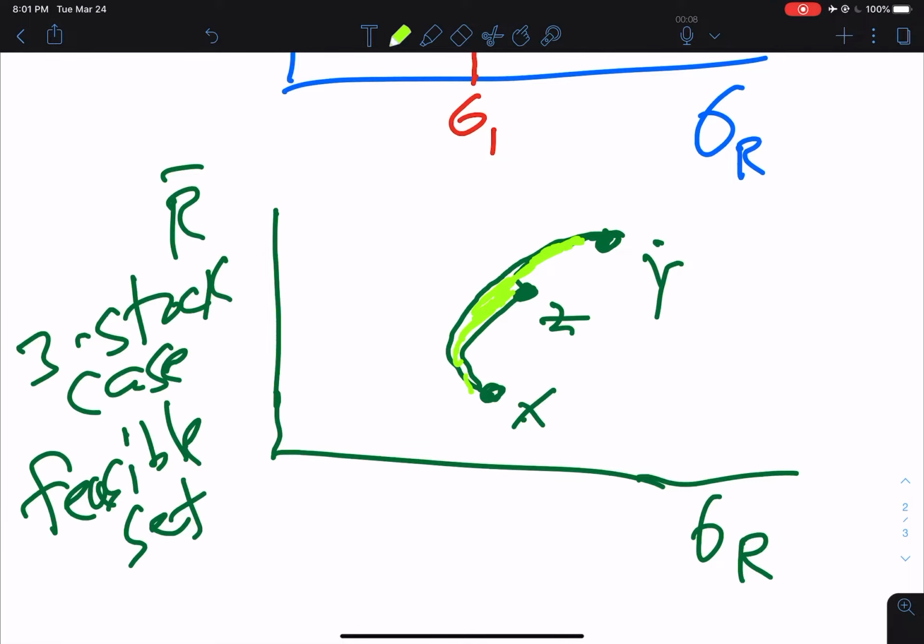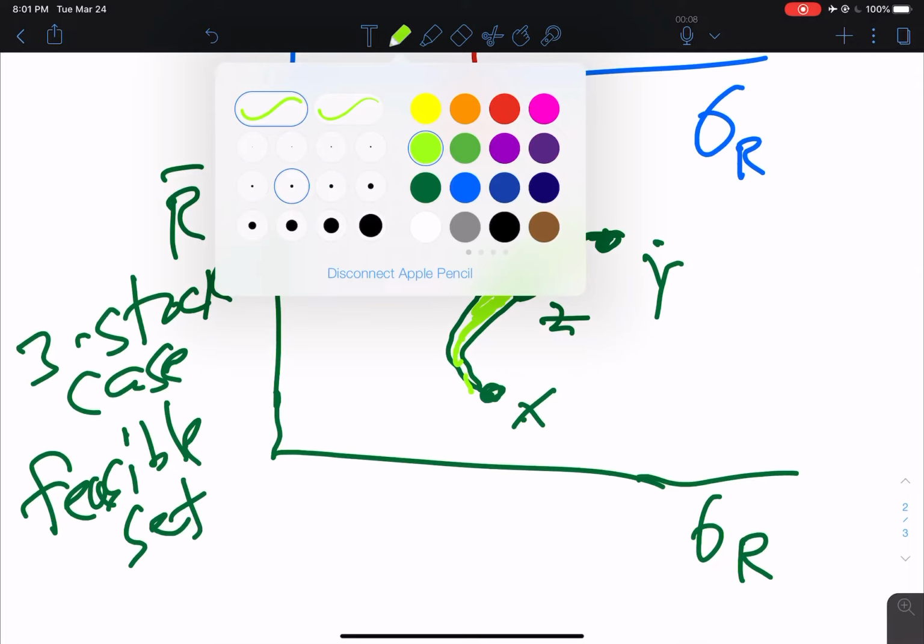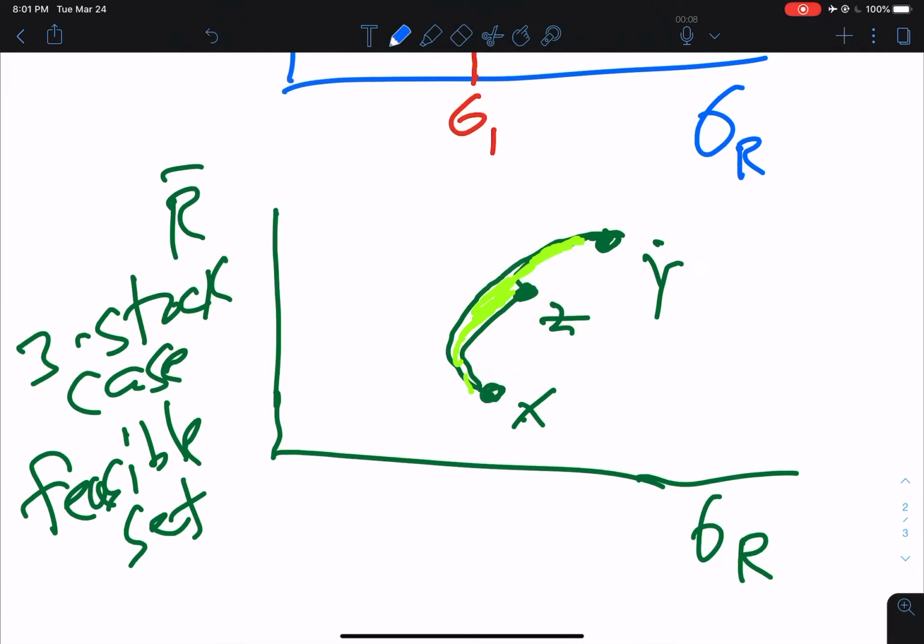All right, well, that's interesting. So our feasible set now is an area in the three stock case and the 4, 5, whatever, the n stock case for n integer and greater than 2. So this is our feasible set. Now, what is our efficient set?